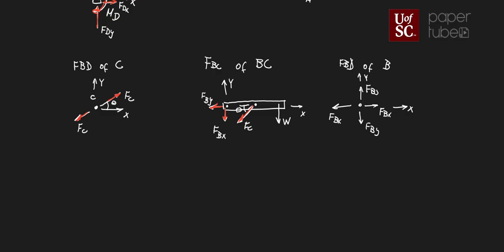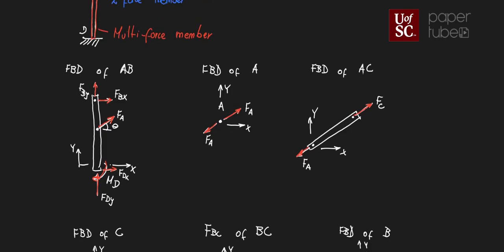Once I'm able to find those three forces, I can go back to the other free body diagram. So for example, I will go back to the free body diagram of AC, and I should be able to find Fa. Once I have that, I can go to the free body diagram of AB, because now I know Fbx, Fby, and Fa, and I should be able to find the reaction forces Fdx and Fdy and Md.